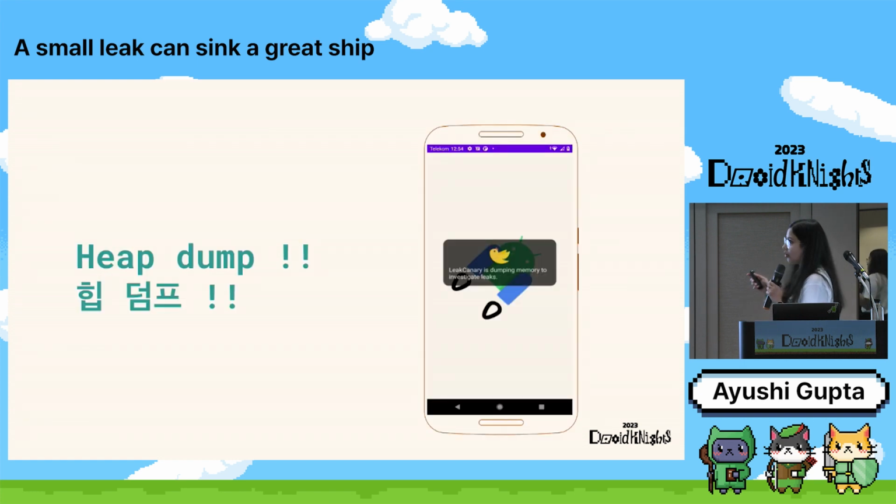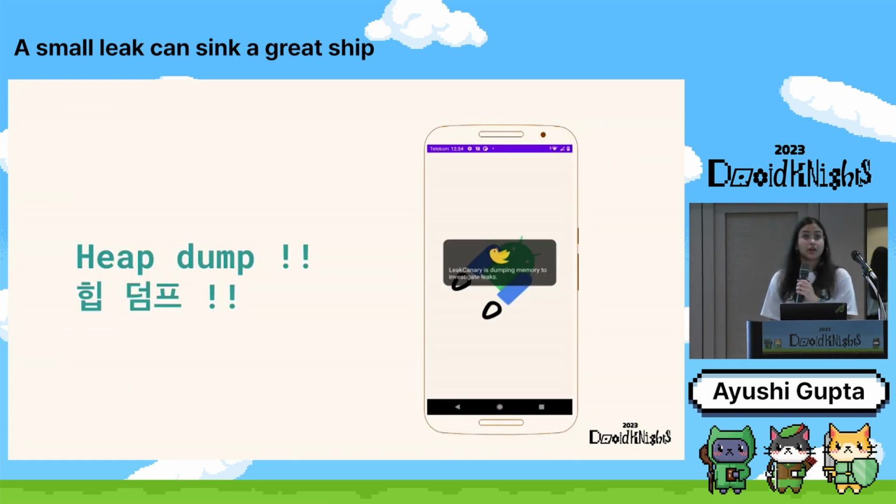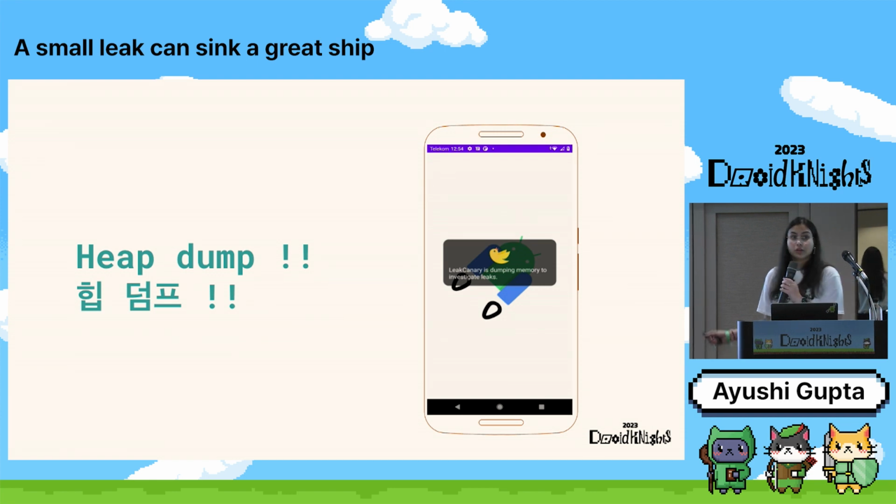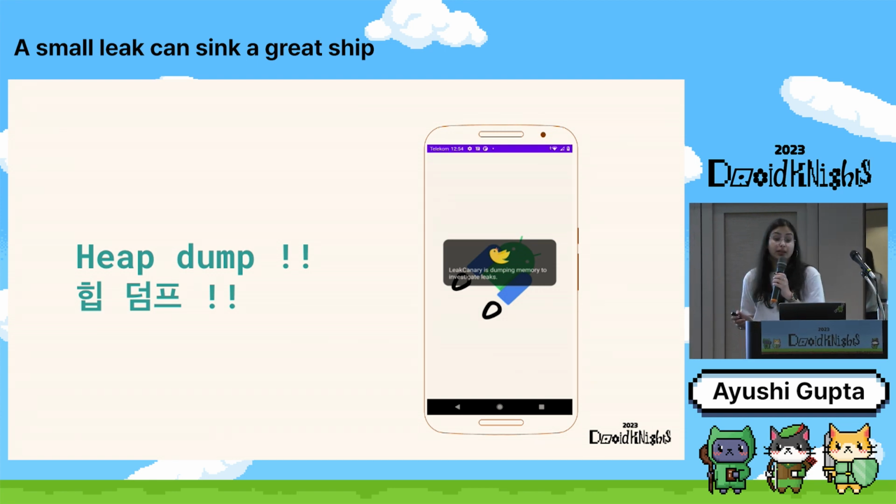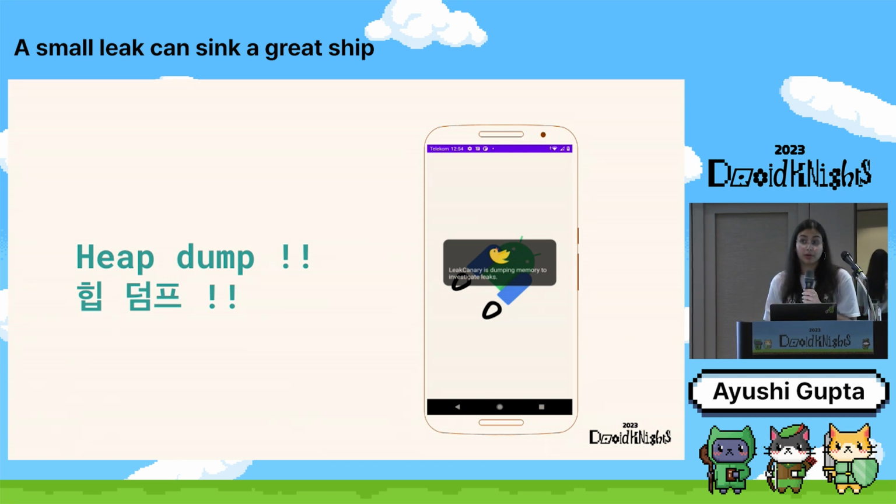I guess you all know this toast that comes in when you're using LeakCanary. So what's happening here? It is dumping the entire Java heap into a .hprof file, which is then stored in your file system if you want to read it. And during that particular process, you're going to see this toast.